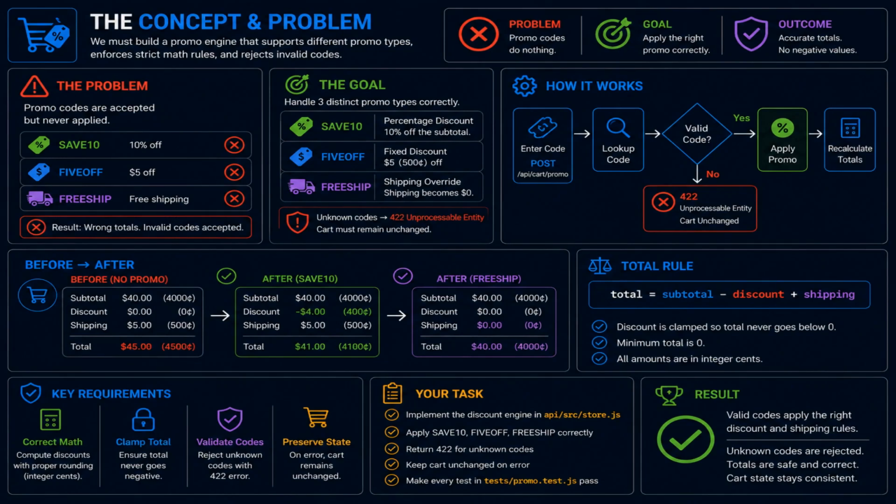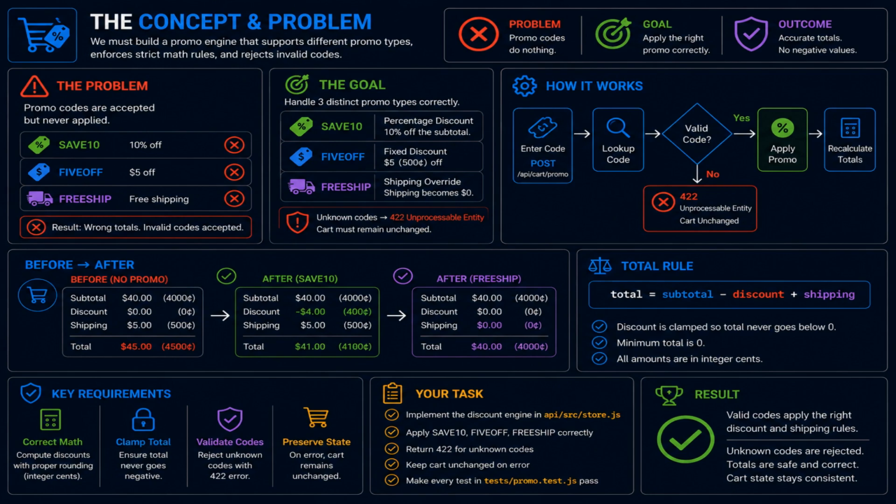Let's build our engine. The architecture requirements for this fix demand clean structural mapping and strict mathematical bounds. We need to build a system that handles three completely distinct classes of promotion types. Percentage discounts: Save 10 must deduct 10% off the current subtotal, using proper rounding for integer cents. Fixed discounts: 5 off must deduct a flat 500 cents from the cart value. Shipping overrides: Free ship must drop the base shipping cost down to 0.